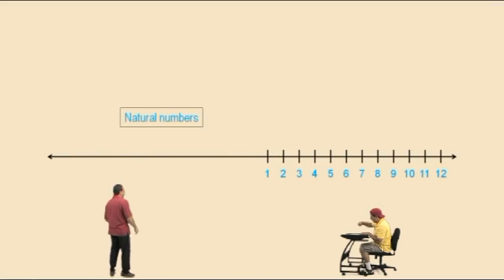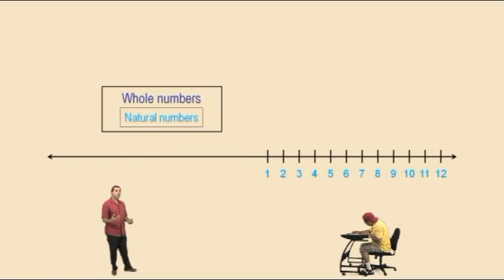Now, the next set of numbers we're going to talk about are the whole numbers. The whole numbers just brings in the zero, right? The zero makes it whole. And so whole numbers bring in the zero on our number line. And within the set of whole numbers, obviously, are the natural numbers, right? Now, our next set of numbers are called the integers.